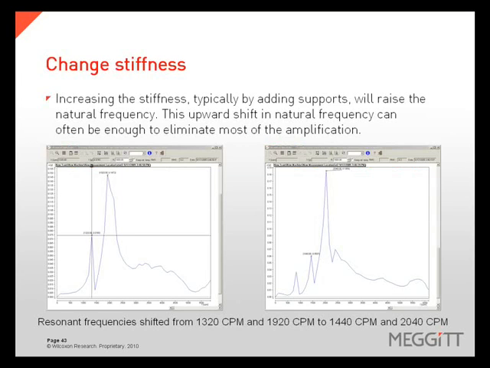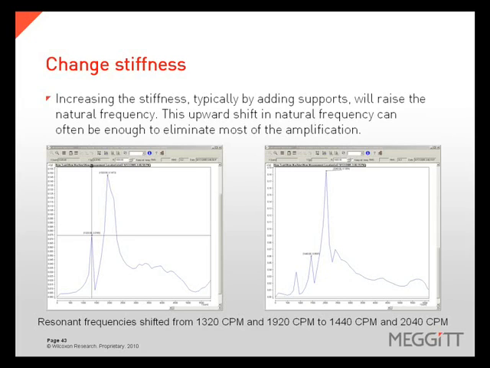There are two ways to correct a resonance. We can change the stiffness or we can change the mass. We can increase the stiffness of a system by adding additional supports. This will effectively raise the natural frequency of the system. This change is often enough to eliminate the amplification that is occurring.